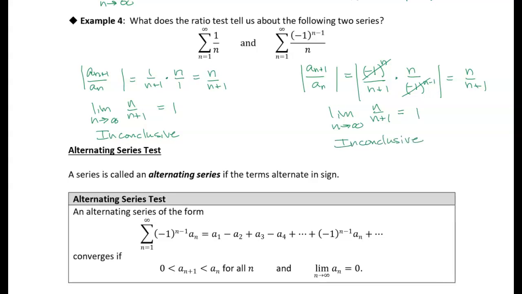So the next test that I want to introduce is the alternating series test. Because if you look at that alternating harmonic series where the sign is alternating positive, negative, positive, negative, positive, negative, it sort of seems like that should converge, right?